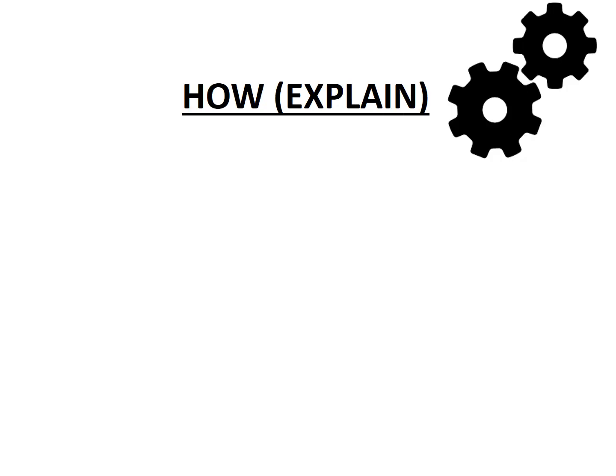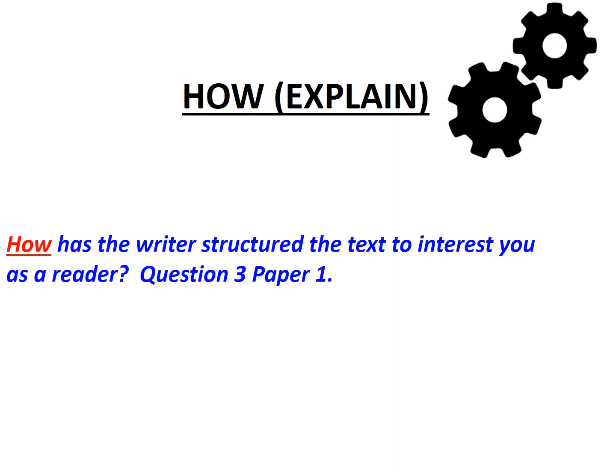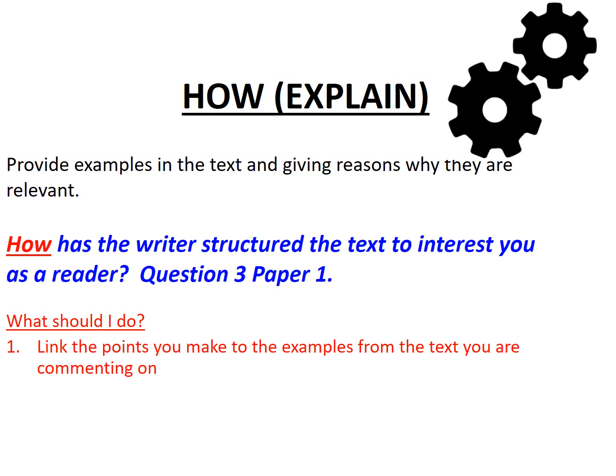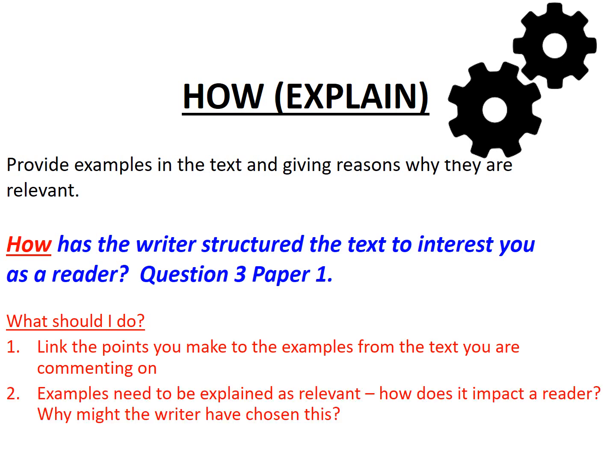Next up is how, and you'll notice in brackets I've put explain. A typical question is, how has the writer structured the text to interest you as a reader? Now, in literary terms, when somebody says how, they want examples from the text that show your reasons why something is important. So in order to do a how question well, you need to link the points you're making to the examples that match your ideas in the text. You need to explain how it's relevant to you as a reader.